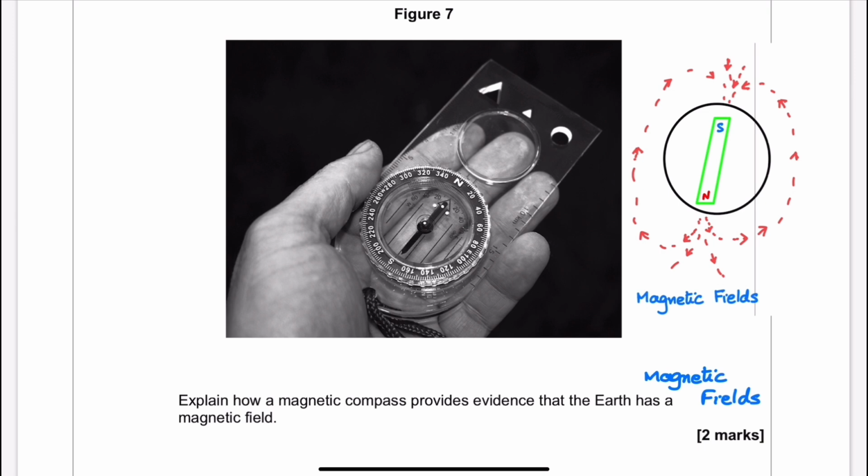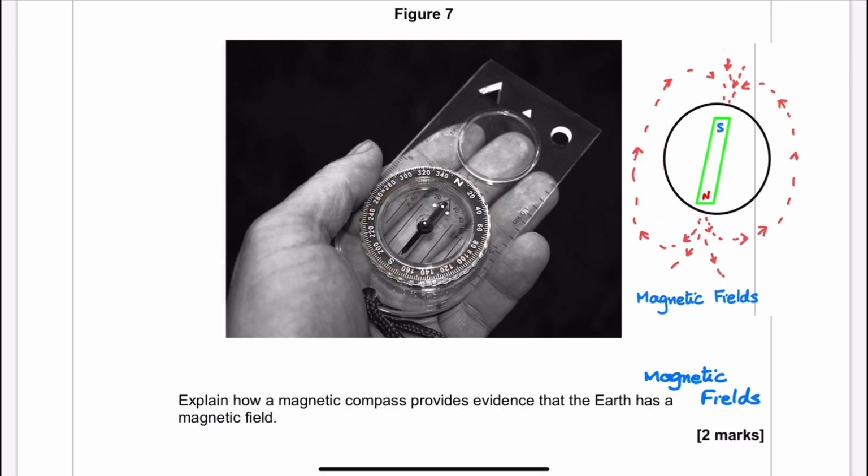We know that Earth has a magnetic field around it. We know that the Earth's geographical north pole is actually the magnetic south pole, and the geographical south pole is acting as the magnetic north pole. Therefore, this compass will try to align itself with the Earth's magnetic field.